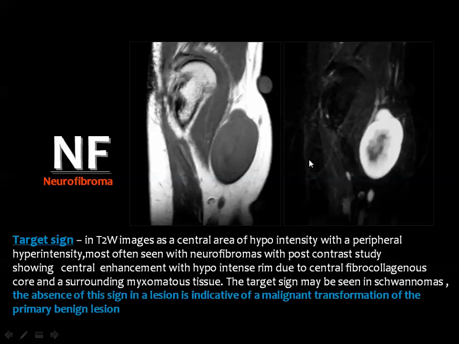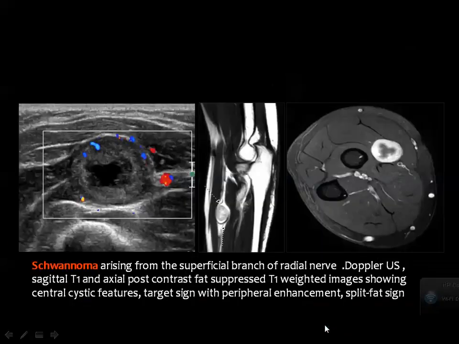And here you see the target sign. This is a T1 weighted image, a lesion of intermediate signal similar to the muscle. In the T2 weighted image, you can see the appearance of a core of low signal intensity surrounded by a margin of high signal intensity. If the lesion demonstrated the target sign at a certain time and after that the target sign has disappeared, this may indicate that the lesion is transformed to the malignant form.